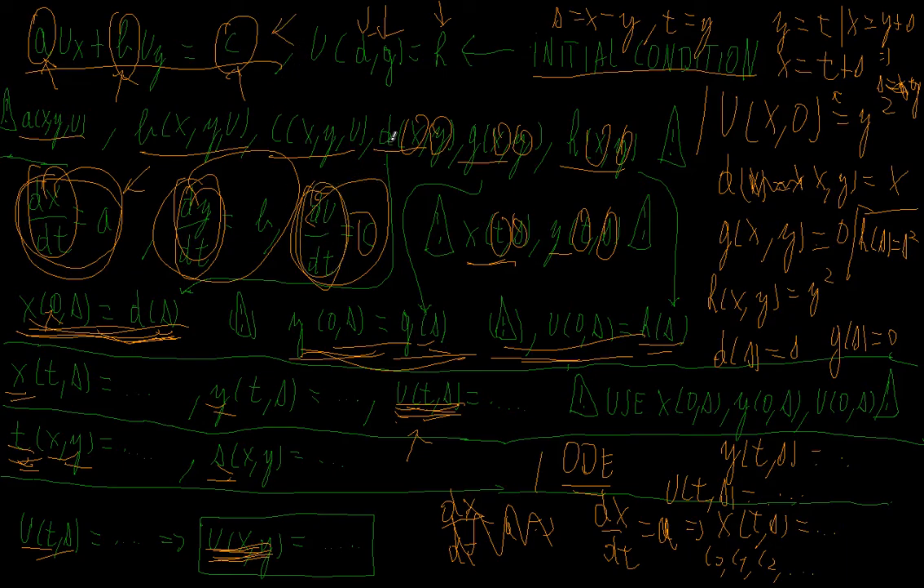And then as initial conditions, you have x of 0, s equal to f of s, where s is the parameter, the first variable in the initial condition. Like I said, if you have u of x and y, that will be your f, that will be your g, and that will be your h. You have x of 0, s equal to f of s, y of 0, s equal to g of s, and u of 0, s equal to h of s. Those will be your initial conditions.